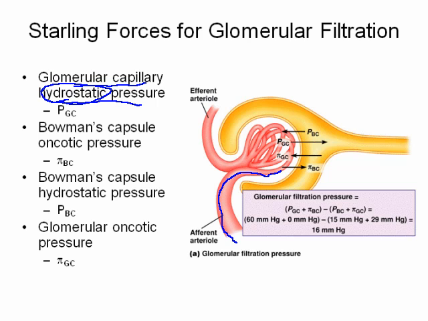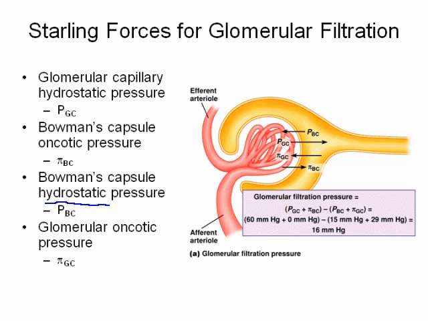the glomerular capillary that favors filtration. It's a fairly large force here, favoring the movement of water and other molecules out of the capillary into the space of Bowman's capsule. And this is abbreviated as a large uppercase P with a GC for glomerular capillary.